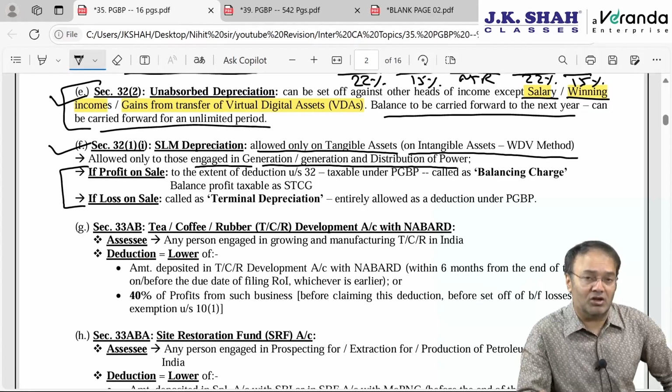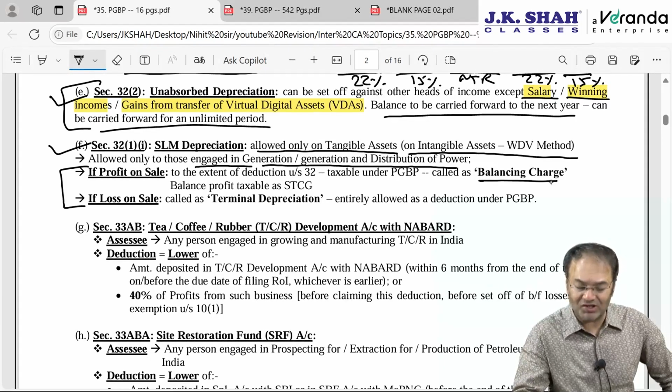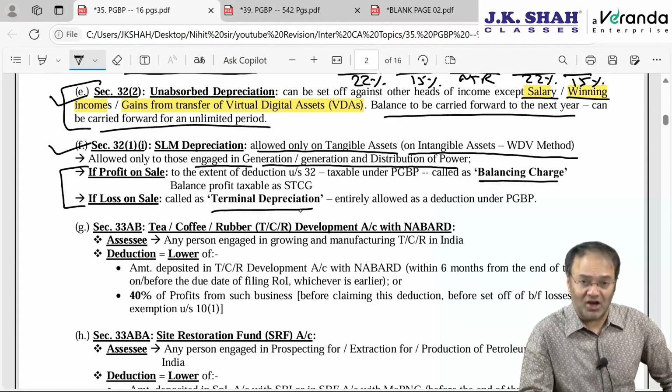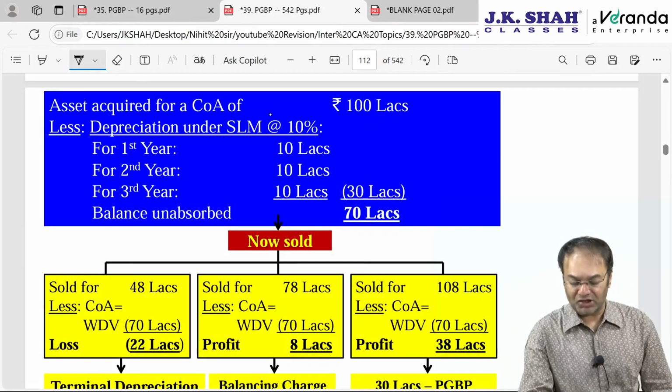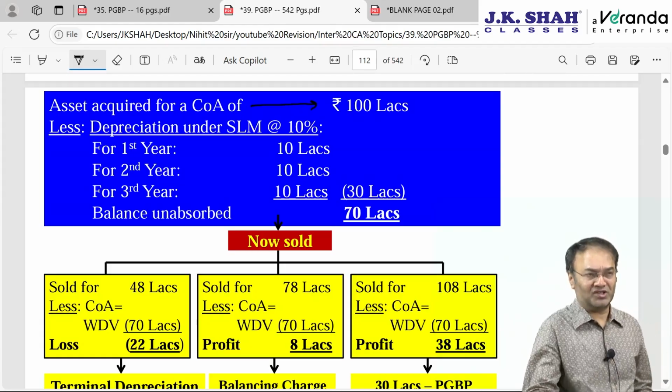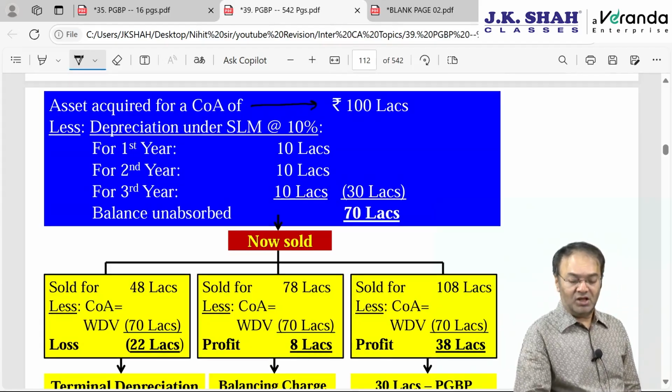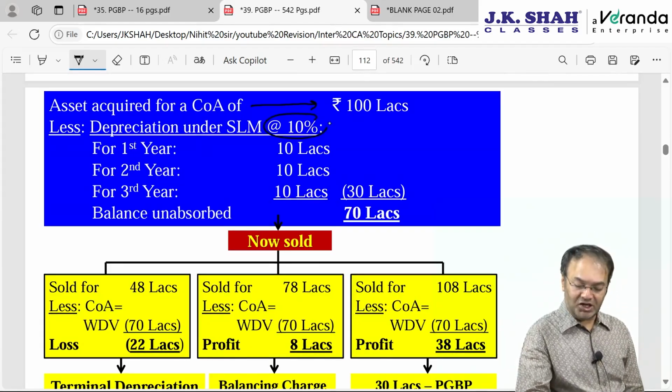Here is the technical terminology we were talking about. If there is a profit, the profit is called balancing charge, and if there is a loss, it is called terminal depreciation. Let's try to understand with the help of an example how it works. Suppose any plant and machinery is acquired, or the cost of acquisition of the asset is 100 lakh under the SLM method, and suppose the rate of depreciation is 10%.